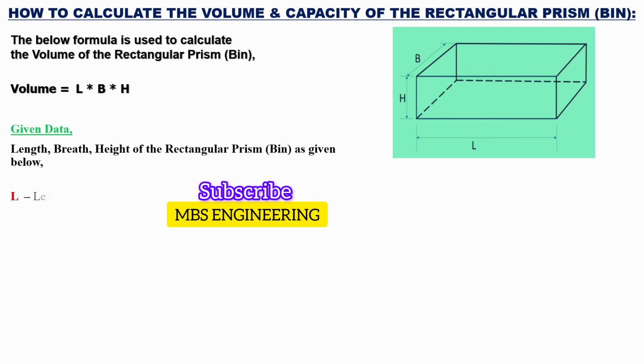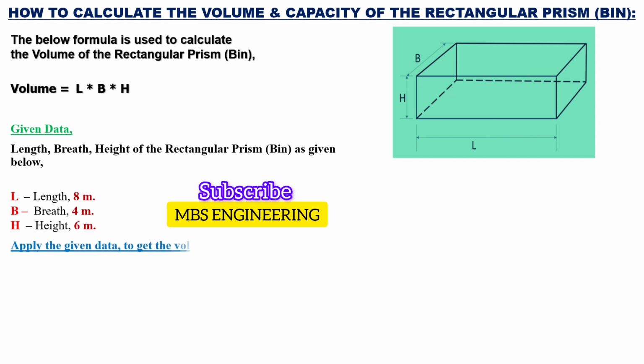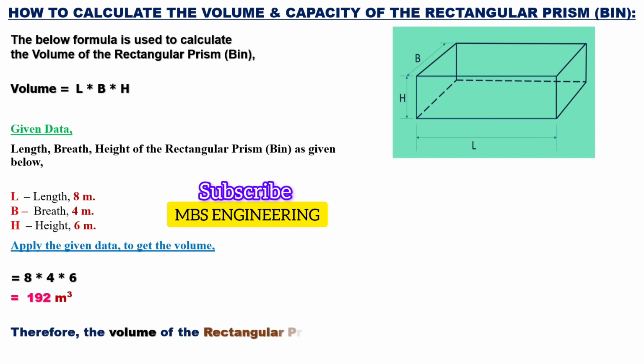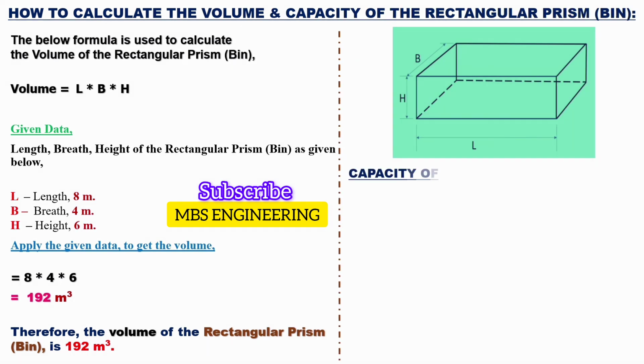L is the length, 8 meters. B is the breadth, 4 meters. H is the height, 6 meters. Apply the given data to get the volume of the rectangular prism, or bin. Please refer to the step-by-step calculation to get the volume of the rectangular prism, or bin. Based on the above equation and the given data, the volume of the rectangular prism, or bin, is 192 cubic meters. Next, we learn about how to calculate the capacity of the rectangular prism, or bin.